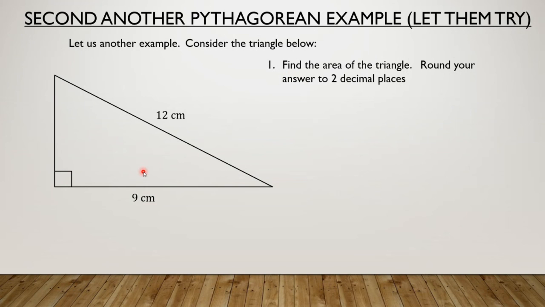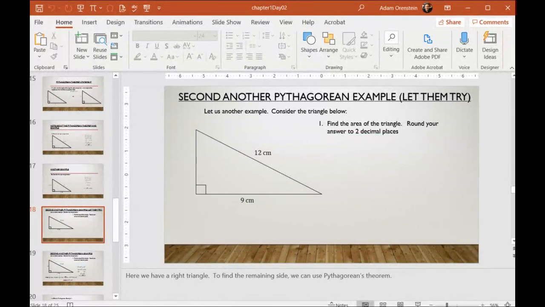So, let me just pause the recording. So take about 5 minutes or so to find the area of the triangle. Again, you want to find the height first, which is this side, right? And then you can find the area. Let me just pause the recording.